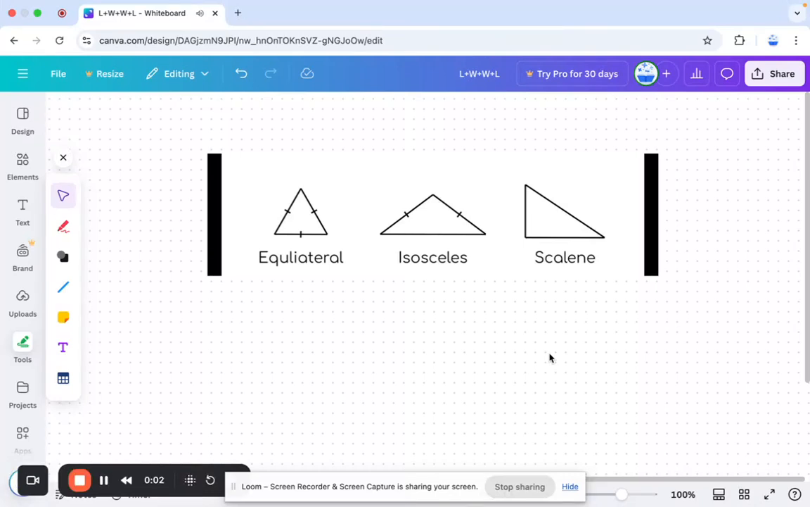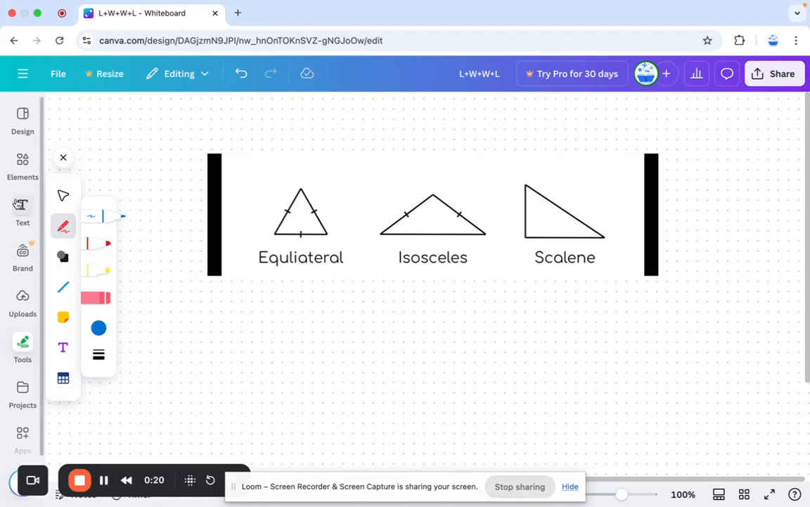Get ready for another video full of math. And we're going to be talking about types of triangles today. So, the first thing about types of triangles is equilateral, isosceles, and scalene. So, I'm going to explain to you one by one what they are.